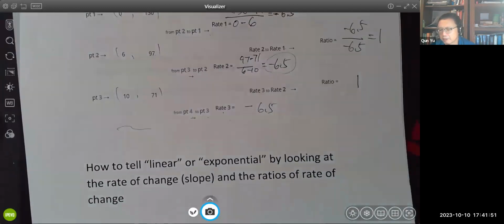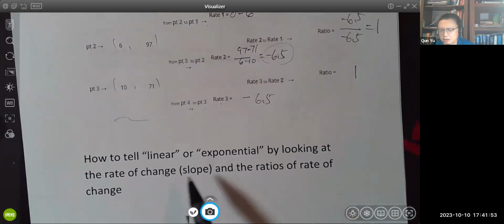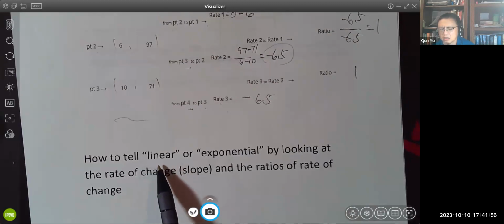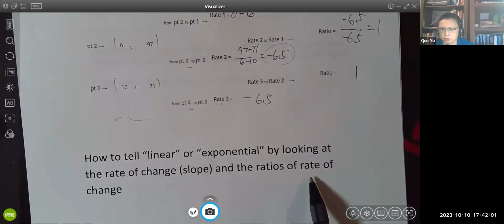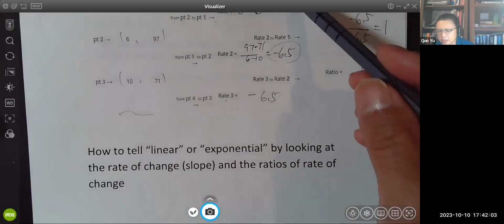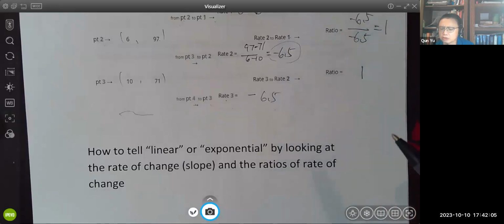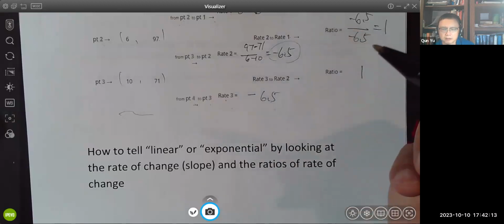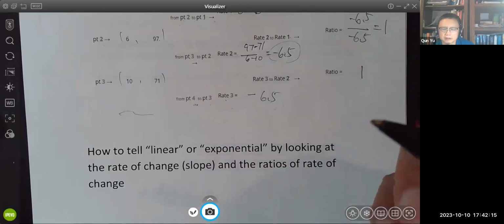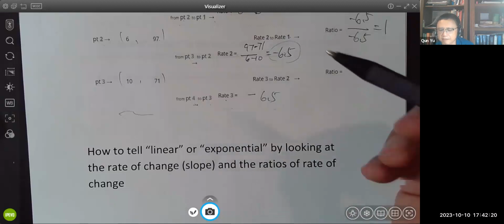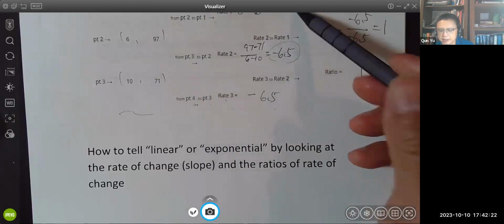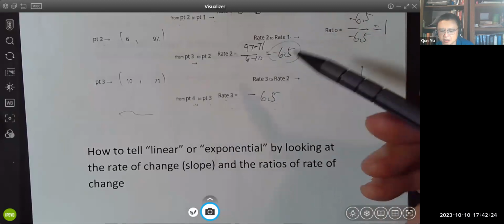Now, the next topic, also the last topic for this video: how to tell if you have a linear or exponential model by looking at the rate of change and the ratio of rate of change. In other words, by looking at this data you calculated, how do you tell whether it is a linear model or an exponential model? A linear model represents a graph of a straight line, so they have to have the same slope, right? Because otherwise it changes direction. That's how you identify it. As long as these numbers are the same, you get a linear model.